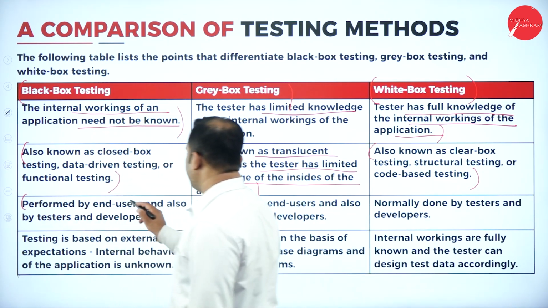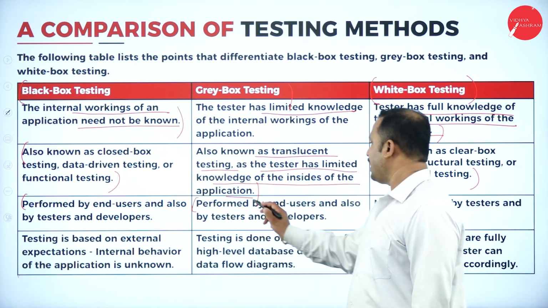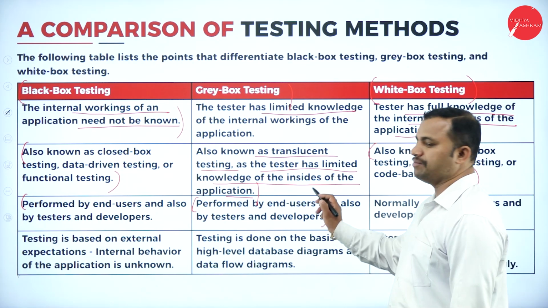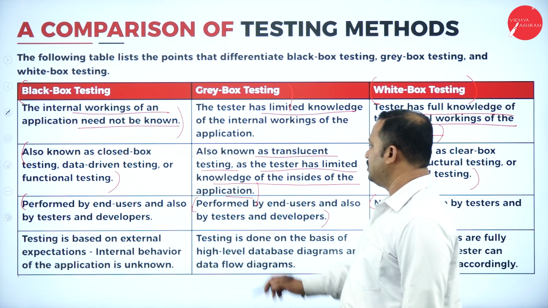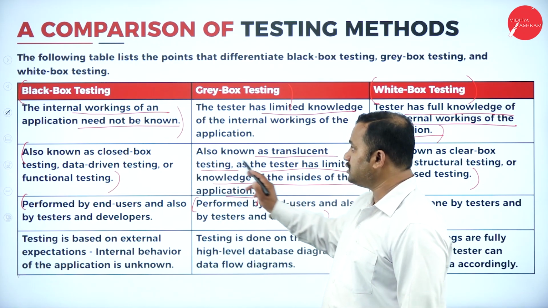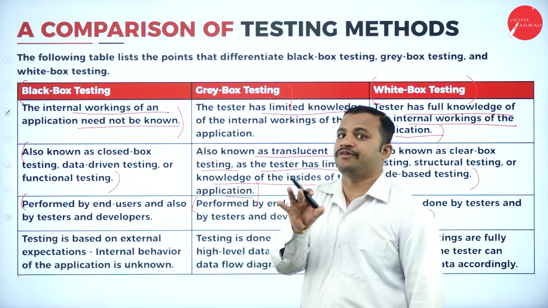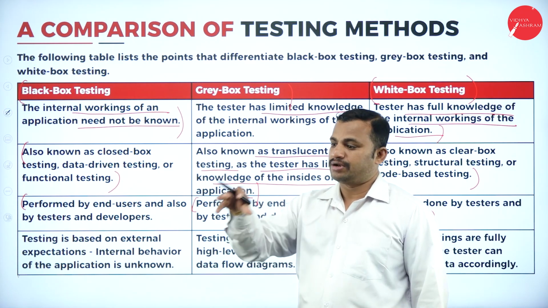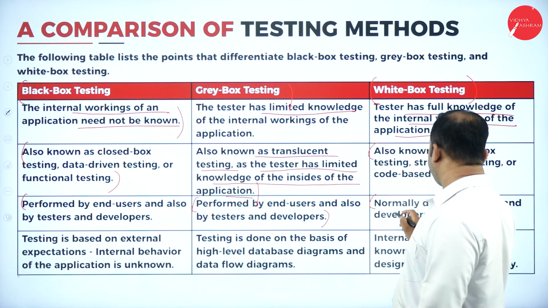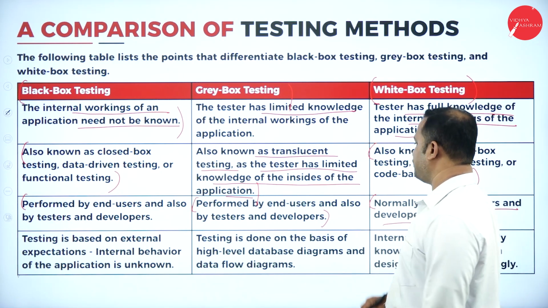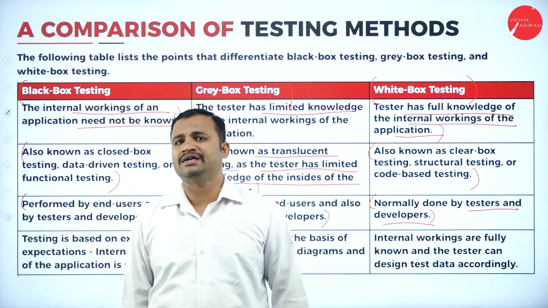Black box and gray box testing are performed by end users and also by testers and developers. White box testing is normally done by the testers and developers. Please observe that black box and gray box are done by both testers as well as developers, because the interaction will be between the testing team as well as the development team. But if we move on to white box testing, there will only be an interaction between testers and developers. There will not be any interaction with the end users, because it is not yet completed for the delivery process.